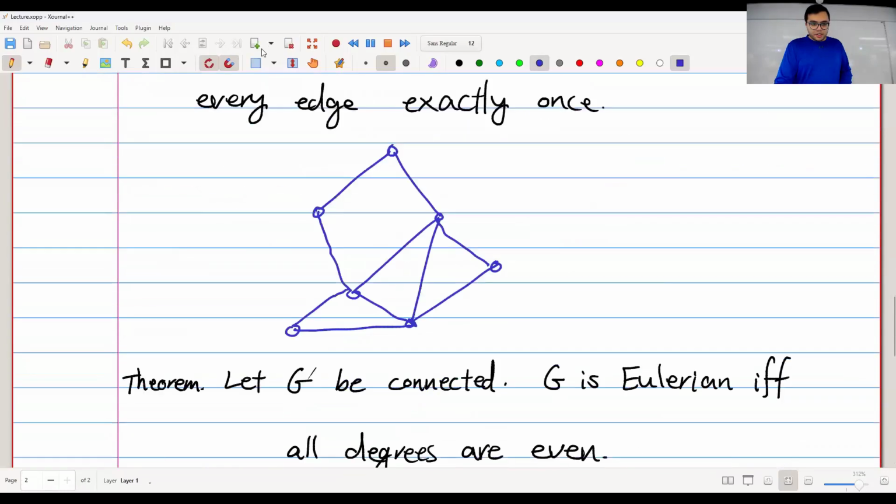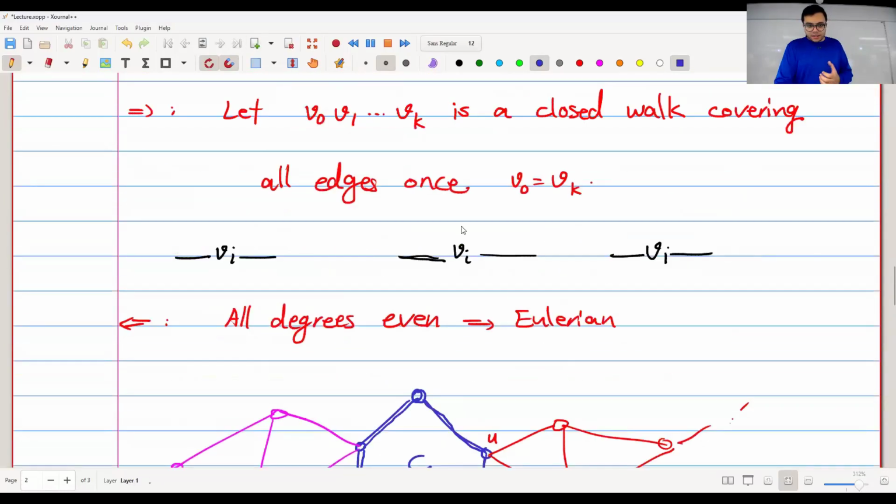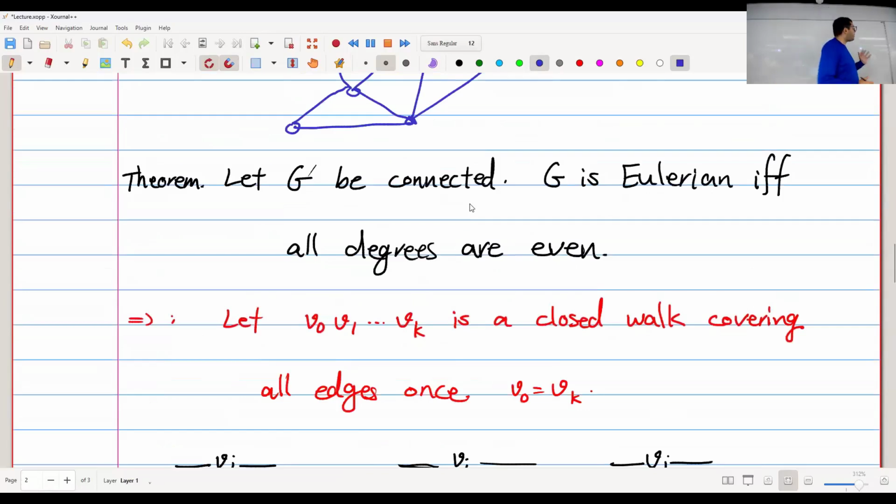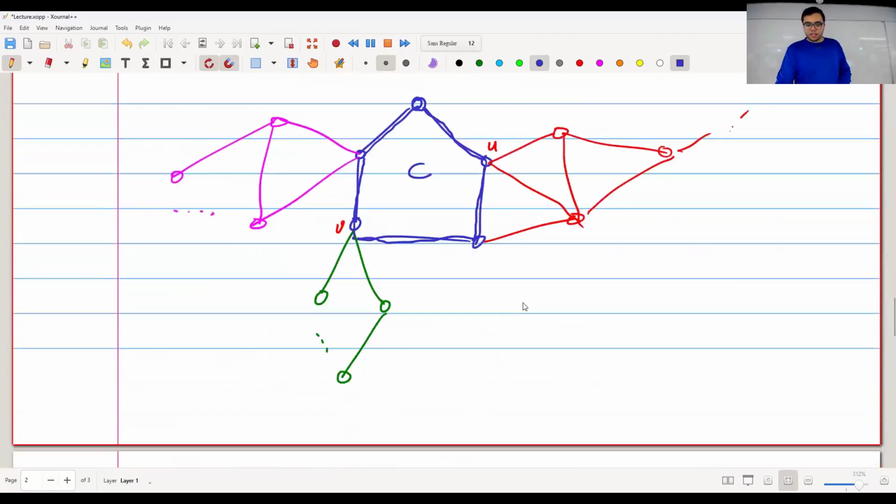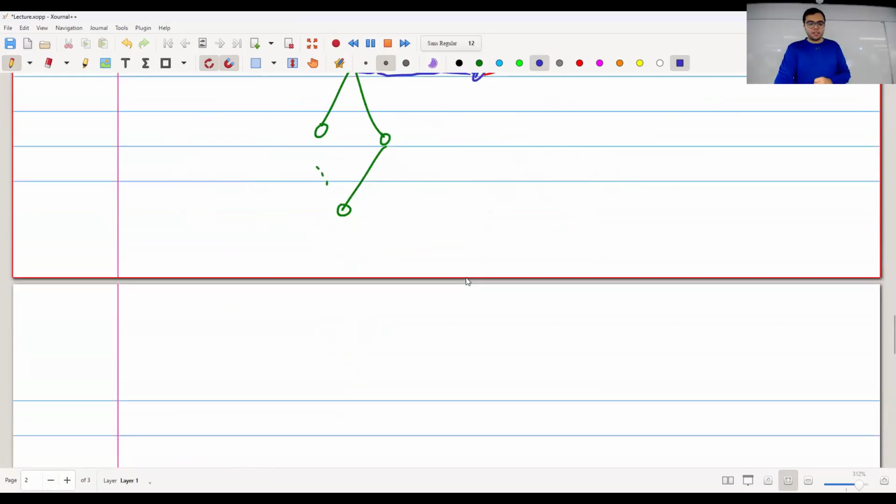Now, this is pretty easy. And basically, I'm giving you also an algorithm here, right? So if I give you a graph and I ask you, is this Eulerian or not? You just compute the degree of every vertex. If all of them were even, you say it's Eulerian. And if I ask you for the Eulerian circuit itself, you know how to find it because I just explained how to actually find an Eulerian circuit.